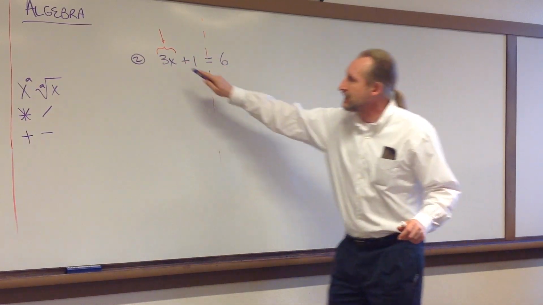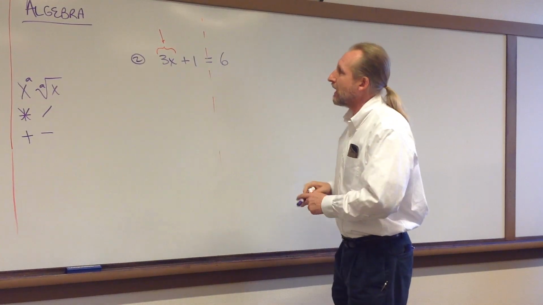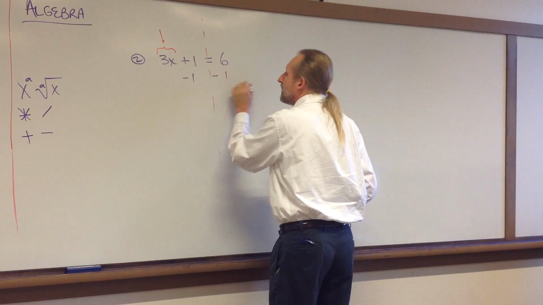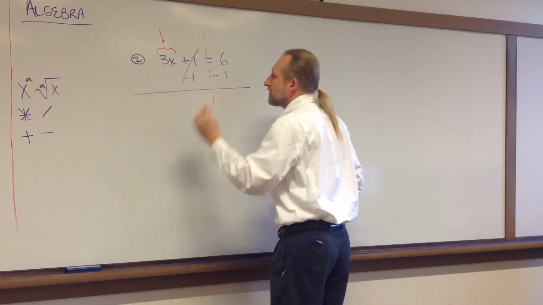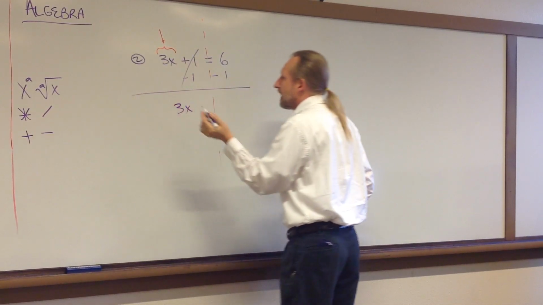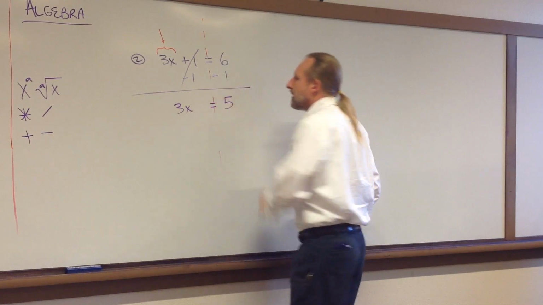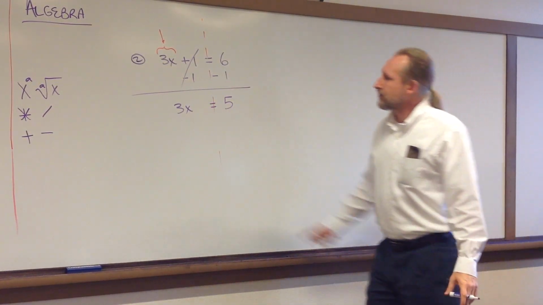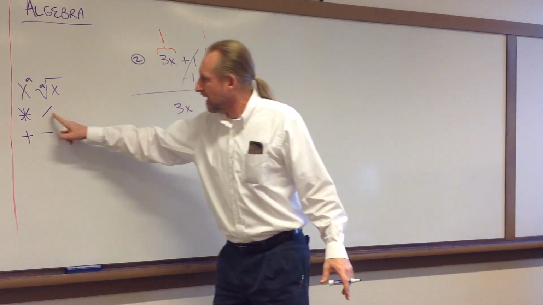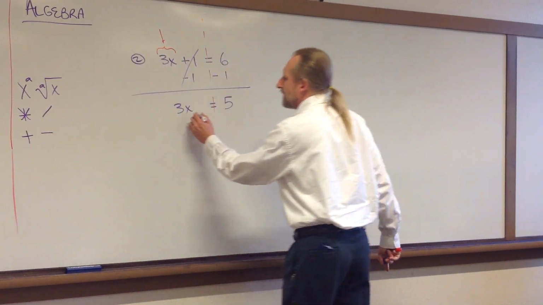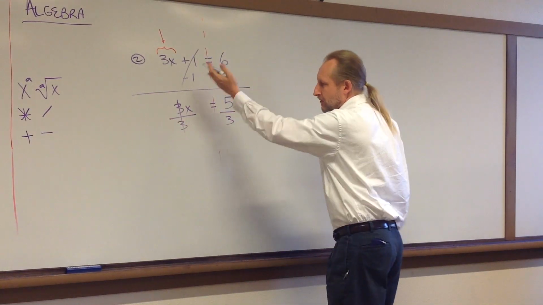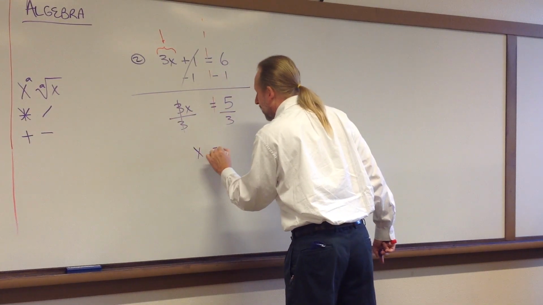So to get this piece by itself, we need to subtract 1 on both sides. That's pretty straightforward. Minus 1, minus 1. These cancel each other out. This side, we're left with 3x. Over here, we're left with 5. Okay, now the 3 is getting multiplied by the x, and so we can do the opposite of multiplying by 3, which is dividing by 3. Those cancel out and leave us with 1x.